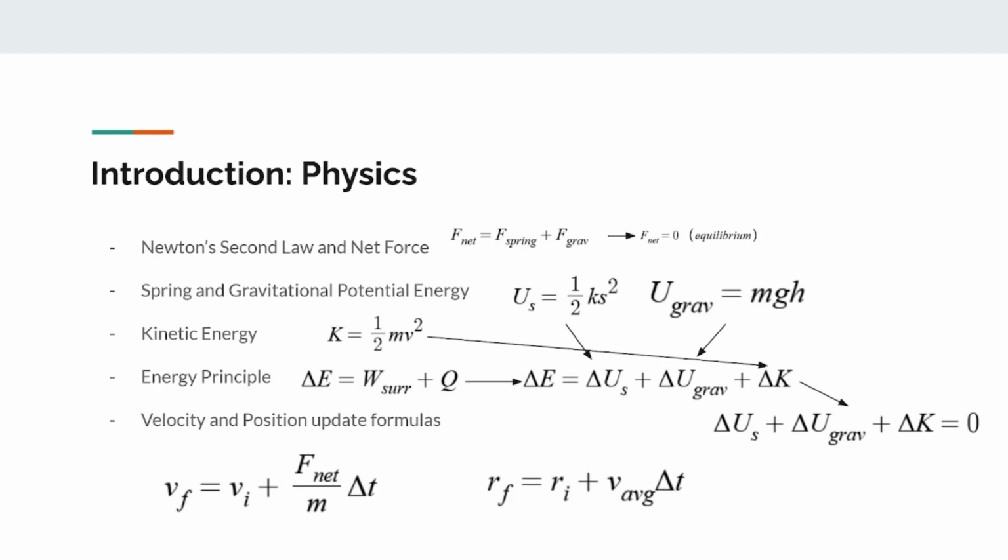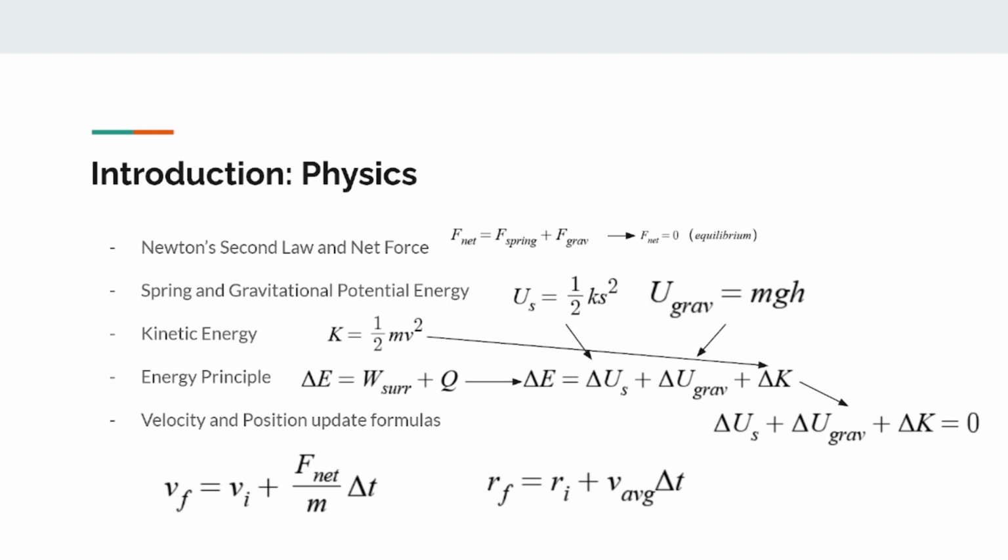So the physics behind this, we'll first be working with Newton's second law and net force. The net force of this system should be the force of the spring plus the force of gravity. At certain points, the net force will also be equal to zero when the force of the spring is equal to the force of gravity, and they're opposites of each other. At these points, the system will be in equilibrium.